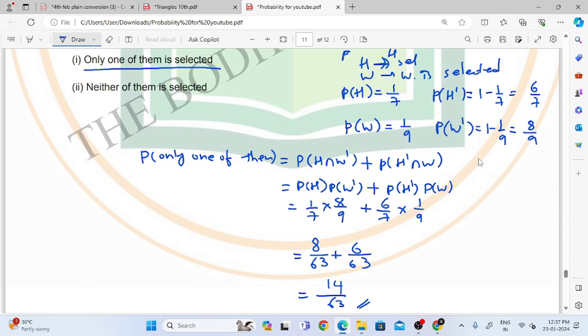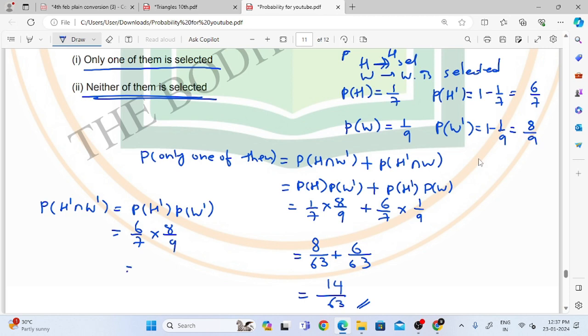Then one more question is there, that neither of them is selected. That means we have to find out the husband is not selected as well as the wife is not selected. Okay, that means P of H dash into P of W dash, because both are independent events. So the husband is not selected, that is 6 upon 7, into the wife is not selected, that is 8 by 9. So 48 upon 63. Okay, this is the answer of the last question.